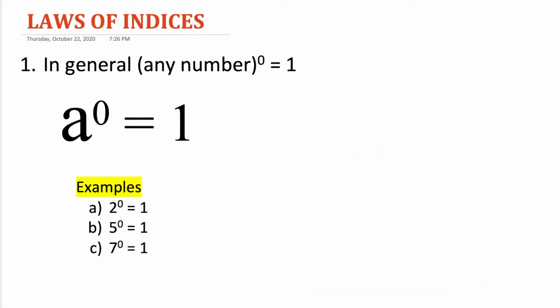First law that we'll take a look at today is raising a number to the power of 0. Any number that we raise to the power of 0 will always give us a result of 1. So any number that we choose to raise to the power of 0 will give us 1.